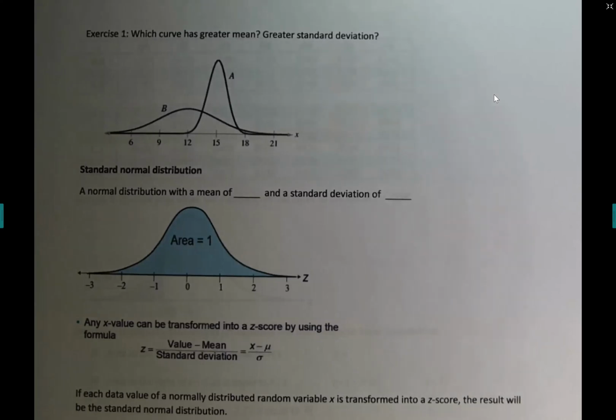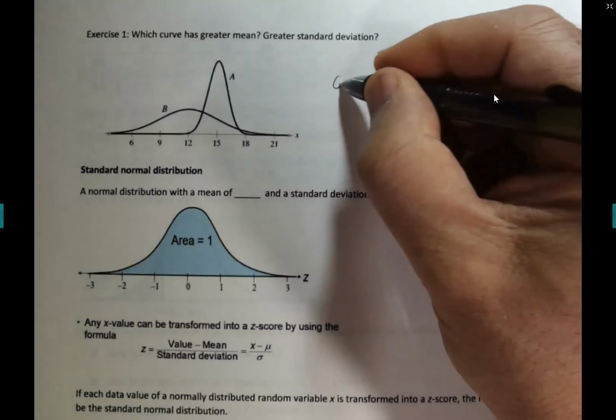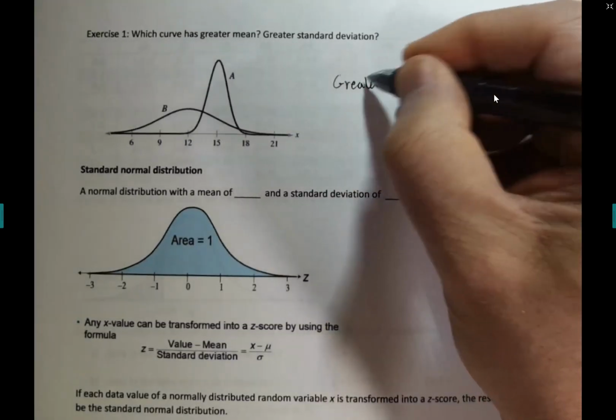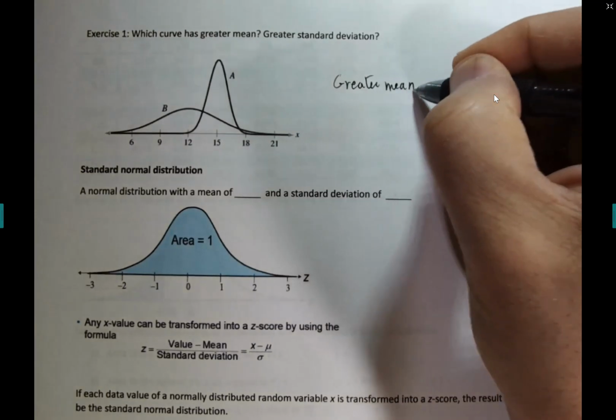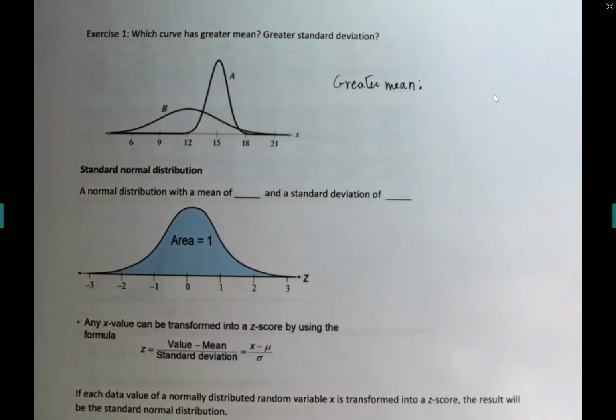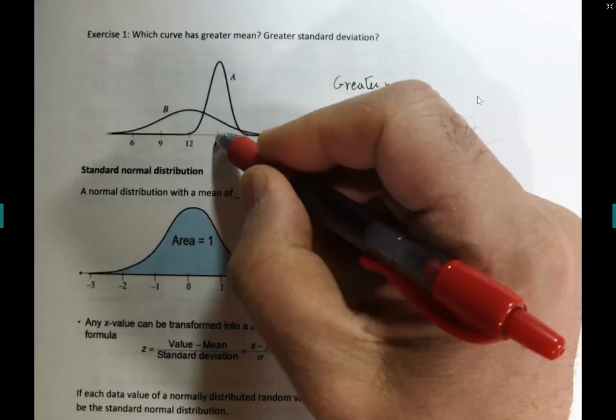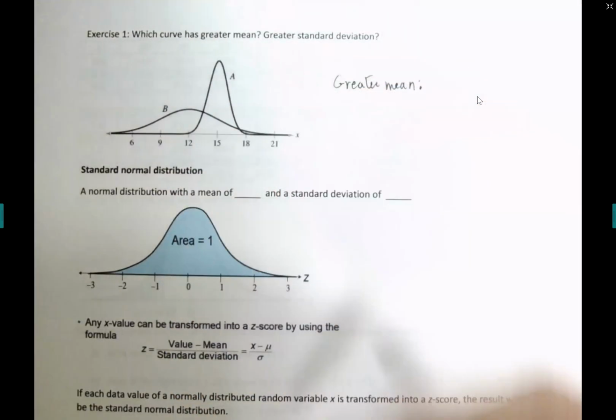Okay, guys, help me out. Which curve has a greater mean, greater standard deviation? So greater mean, you just have to read it. Which one has the greater mean? A or B? A. A, yeah. Look, the mean for A is 15 and the mean for B is 12.